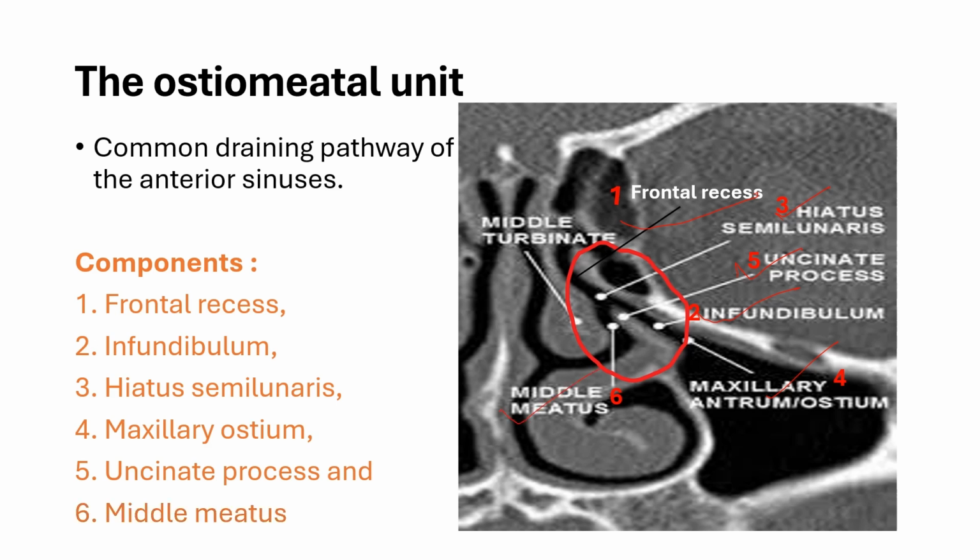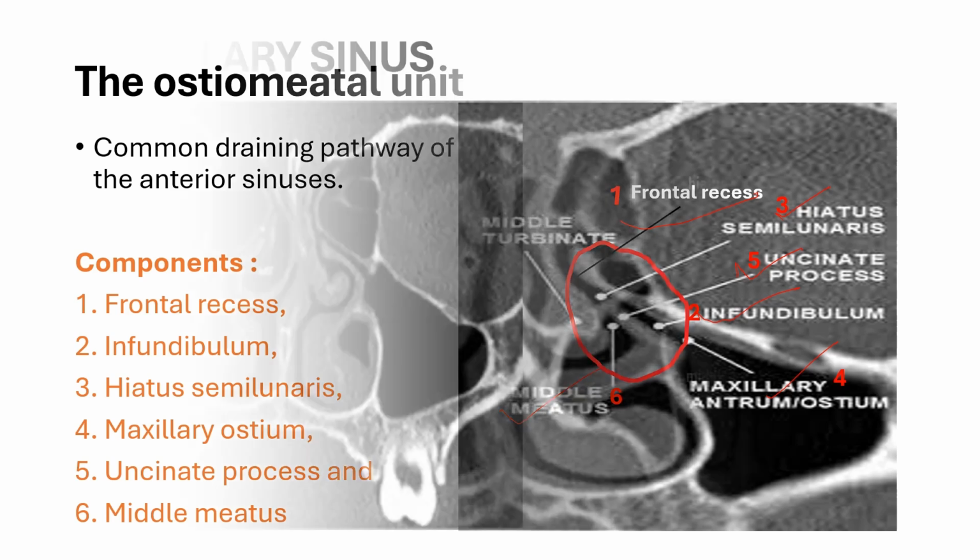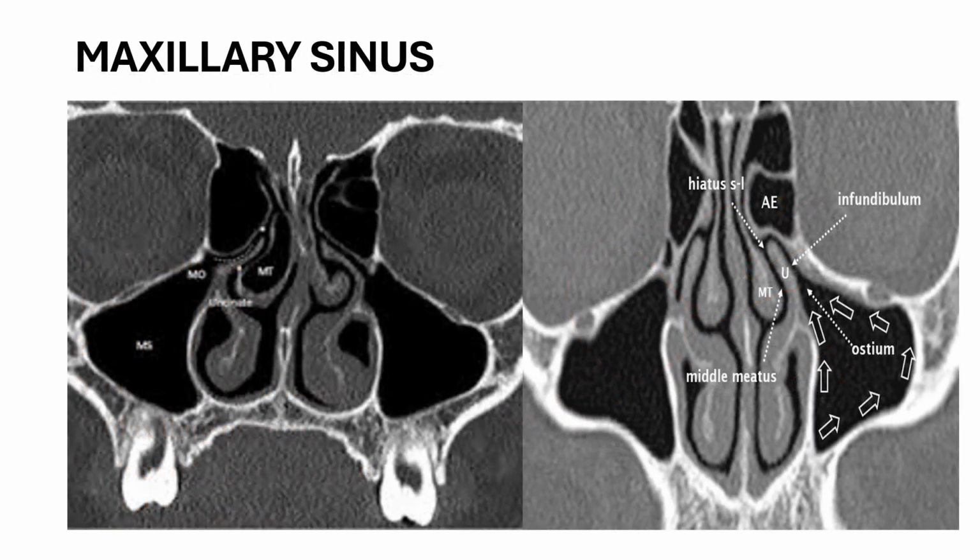So these structures form the osteomeatal complex, and it is the key area of interest in the pathophysiology of chronic sinusitis and the center of interest in functional endoscopic sinus surgery. Now let's begin with the sinuses one by one. First, we start with the maxillary sinus.